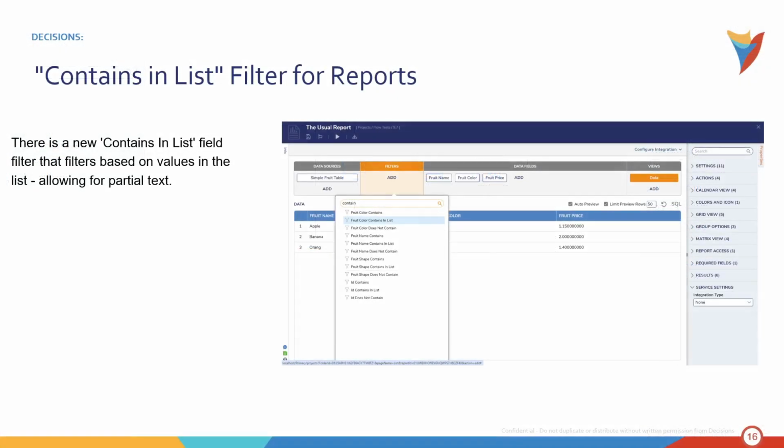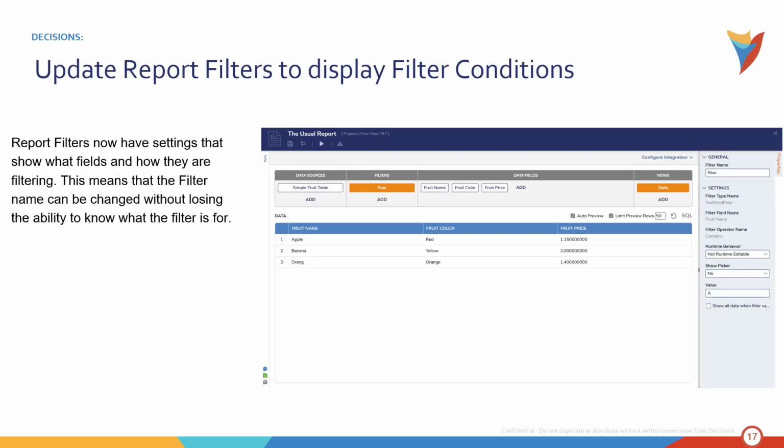We've also added some new functionality to our reports. Reports got a big enhancement in 9.6, and we have continued to add enhancements here in 9.7. There's a new Contains in List field filter that filters based on values in the list, allowing for partial text. Speaking of reports, we've also added new information to the Filter Properties panel, allowing you to better keep track of what is being utilized and for what purpose.